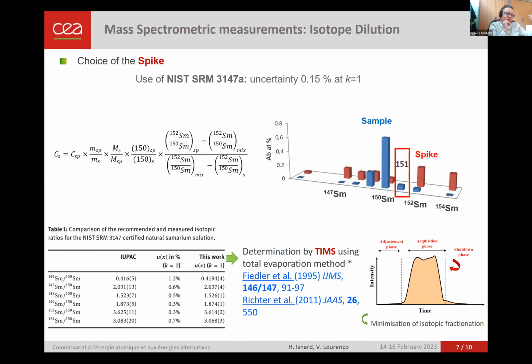The major advantage of this method is that we integrate the signal of all isotopes during all of the measurement, and so we have a minimization of the isotopic fractionation which occurs during the measurement. This is a method well used for qualification of uranium and plutonium isotopic standards in metrology labs.